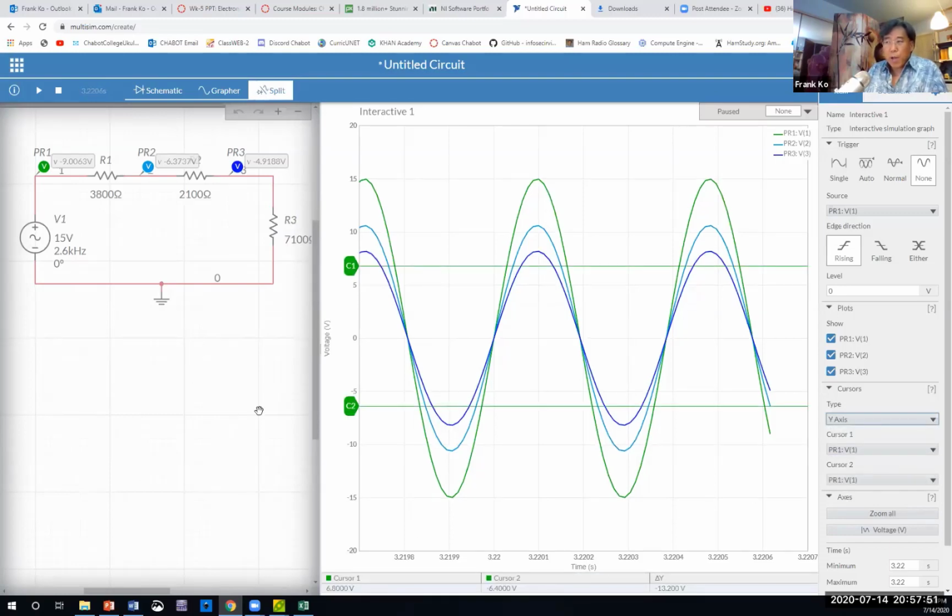Before I pop my cursors in place, we need to have a target and understand what kind of voltages we expect to see. For a 15-volt source, who would like to volunteer the voltage for R1? How much voltage do we calculate for R1?